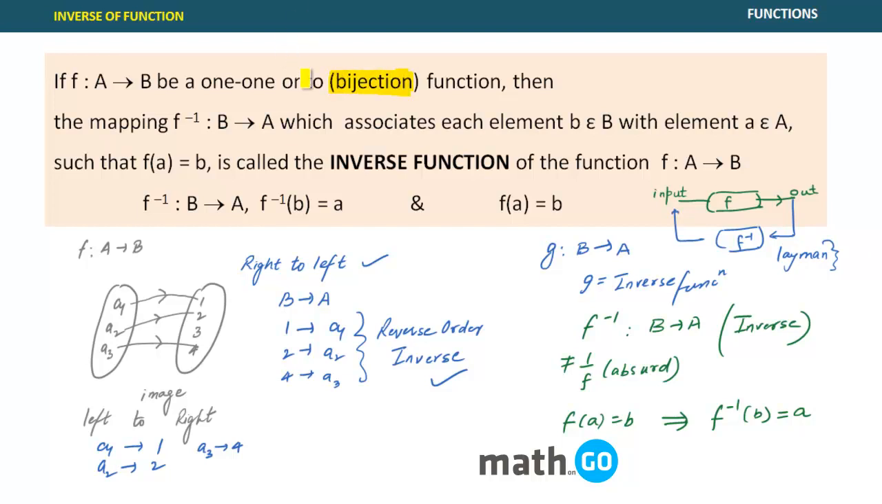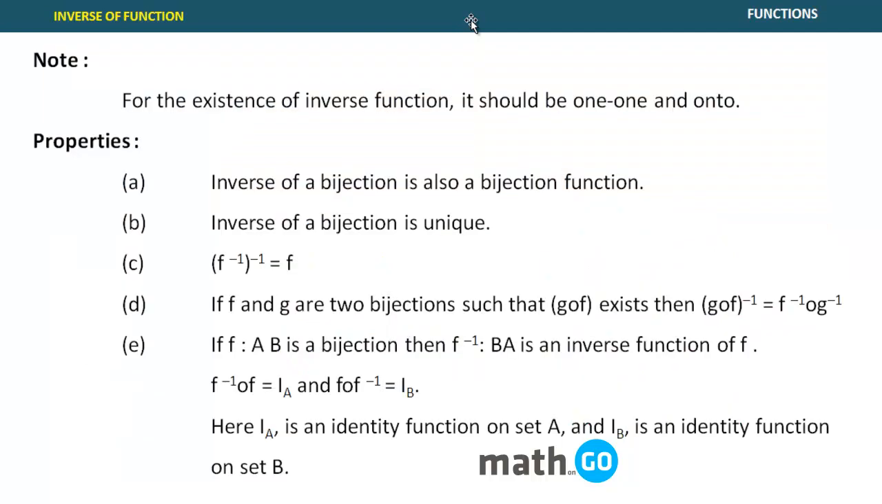Another most important property of a 1-1 function is that it has to be bijective. You cannot find the inverse of a function which is not bijective. Very, very important. So let's go through the properties of an inverse function. For an inverse function to exist, it should be 1-1 and onto. A function which is neither 1-1 nor onto will never have an inverse. So that is the basic condition for an inverse to exist. An inverse of a bijection is also a bijection in itself.